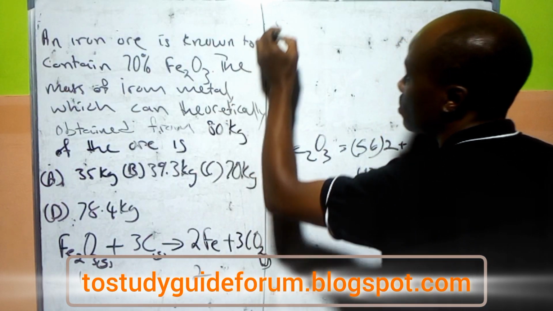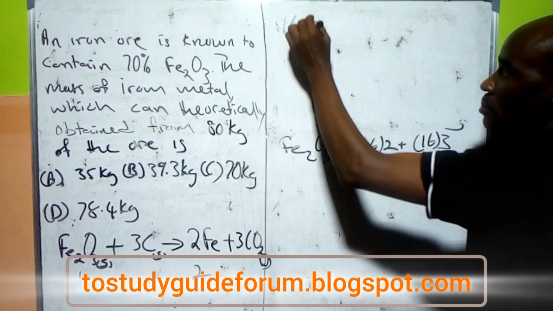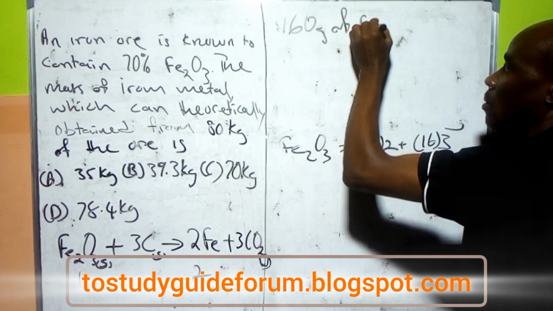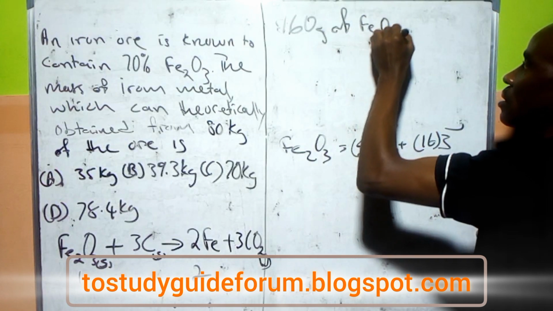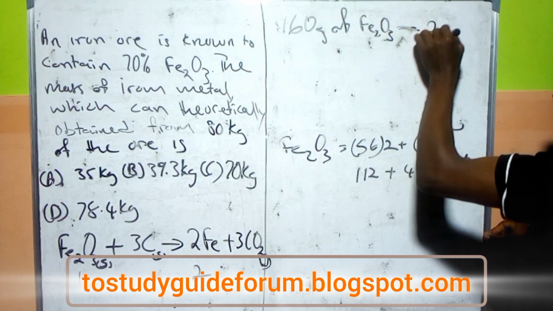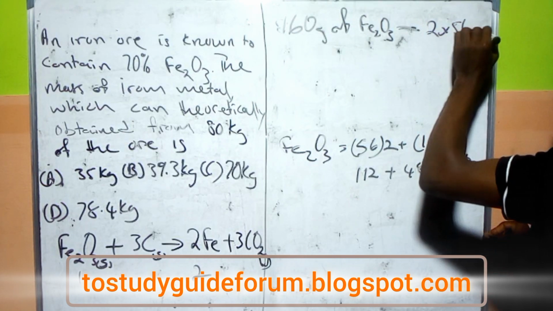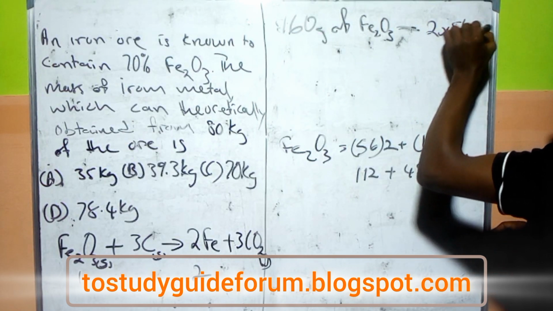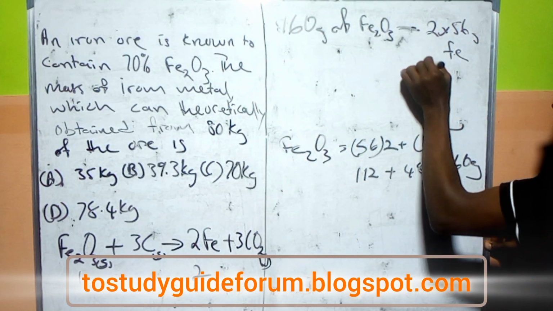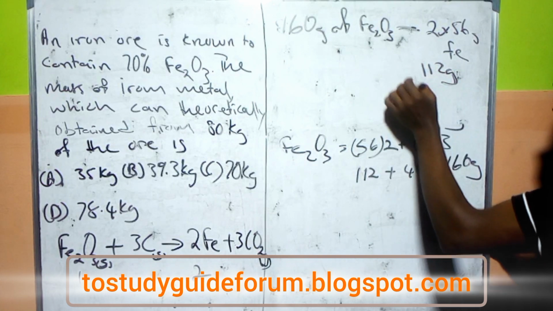From this we know that 160 grams of the ore, iron 3 oxide, will give us 2 times 56 grams of iron. This is the same thing as 112 grams.